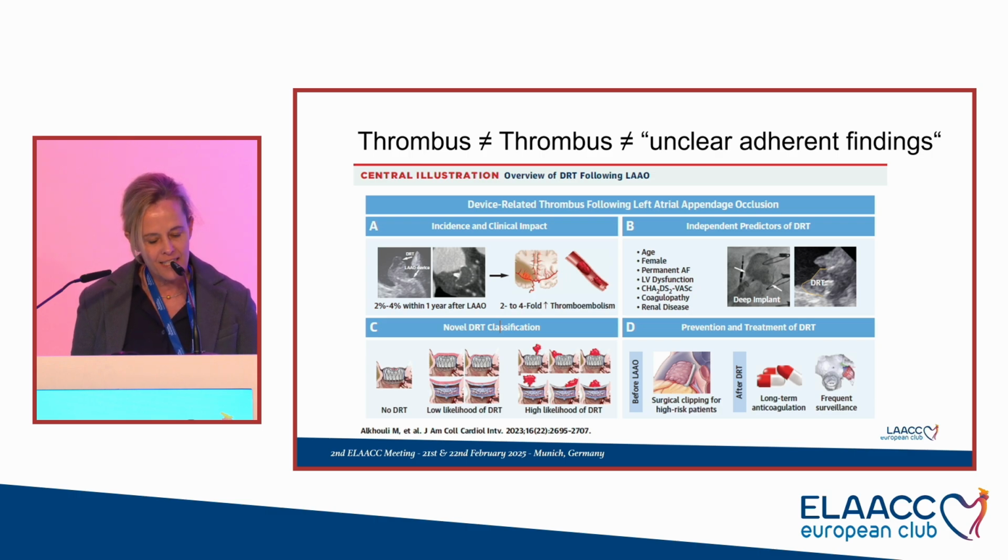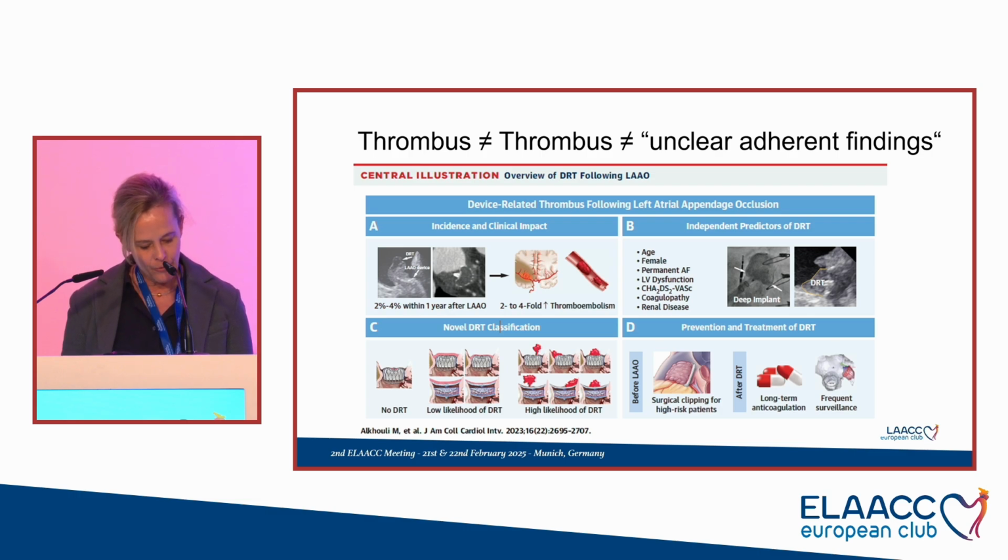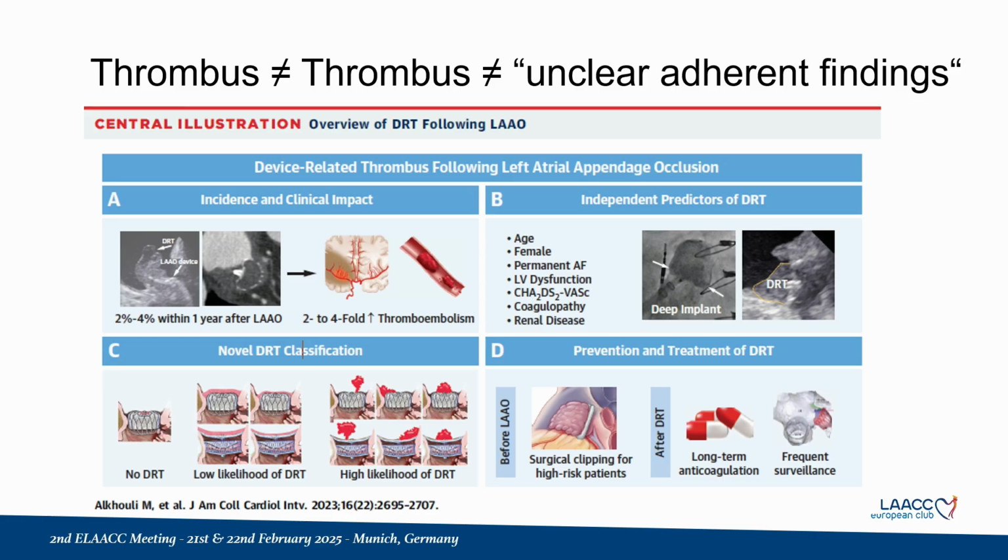You've already seen this slide, and I think it summarizes everything very nicely, what we know at the moment, and it also gives us some insights into what the gaps are. So we know it's not infrequent, a 2 to 4% occurrence of DRT in 1 year. We also know that a not negligible amount of DRTs is occurring 6 months after the implantation.